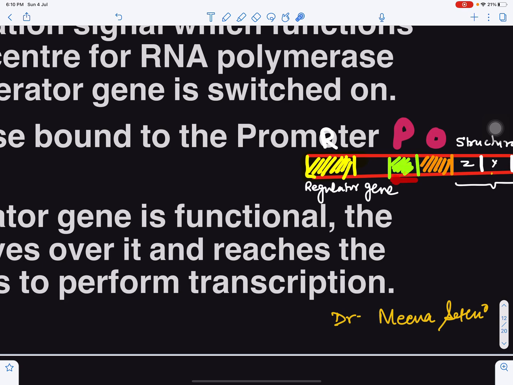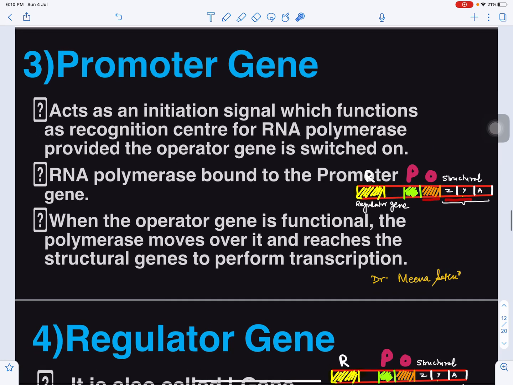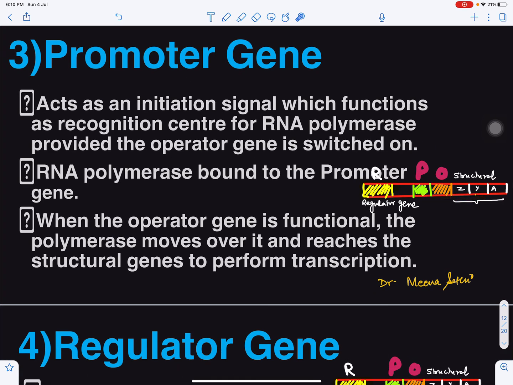Now this is the place where RNA polymerase will recognize this promoter gene, and when the operator is free, it will move to the structural gene and transcription will take place. So what is a promoter gene? This acts as an initiation signal which functions as a recognition center for RNA polymerase, provided the operator gene is switched on. If the operator gene is not blocked, then only the promoter gene will function.